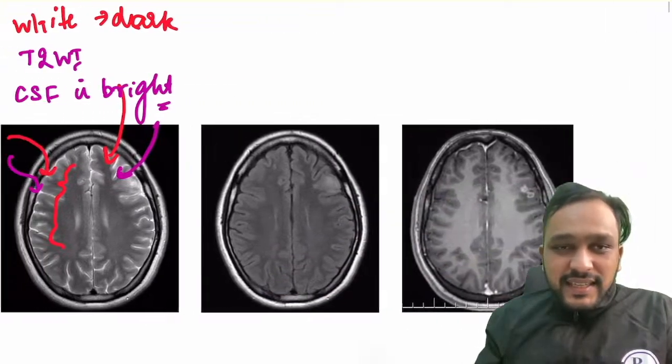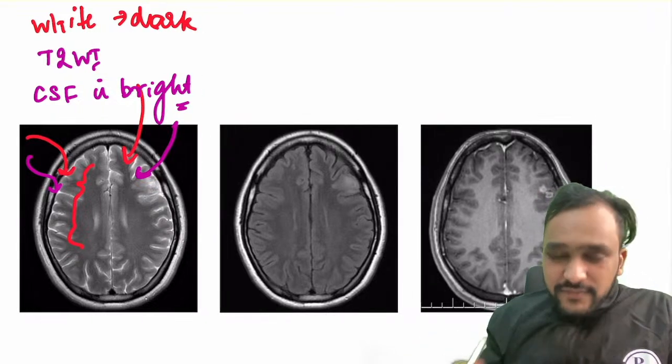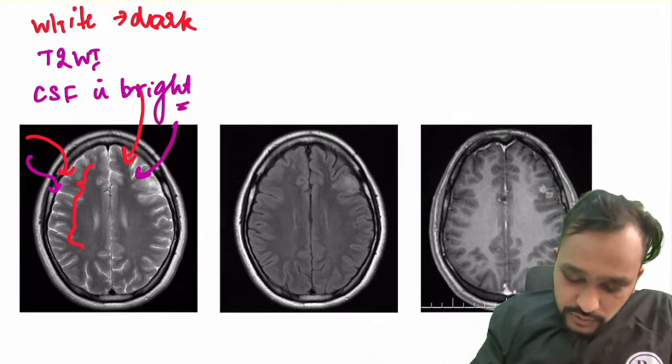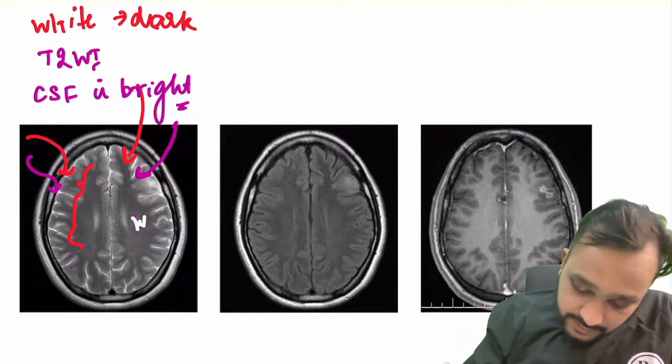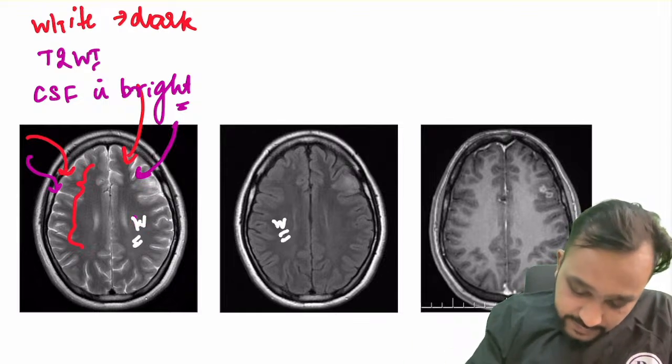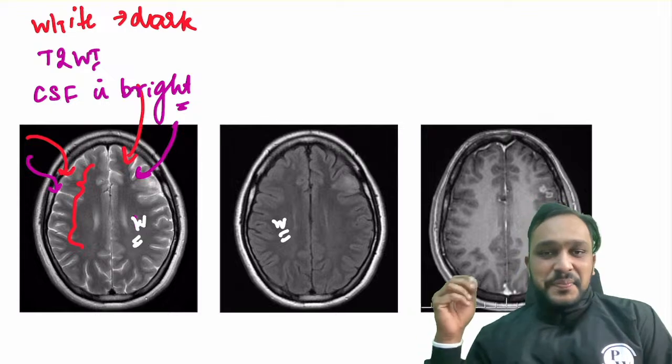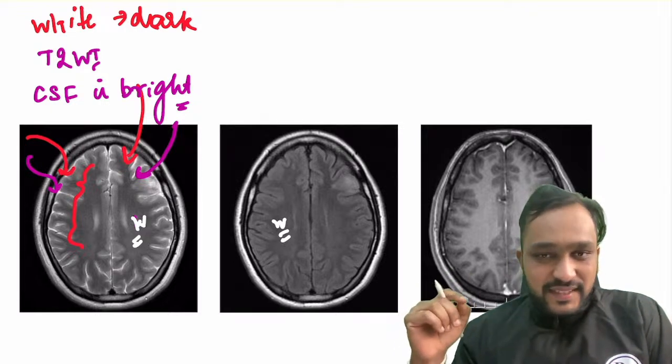Now coming to the third image. In this image, if you just look at the white matter, in both these images the white matter is dark, and the gray matter is gray, right?